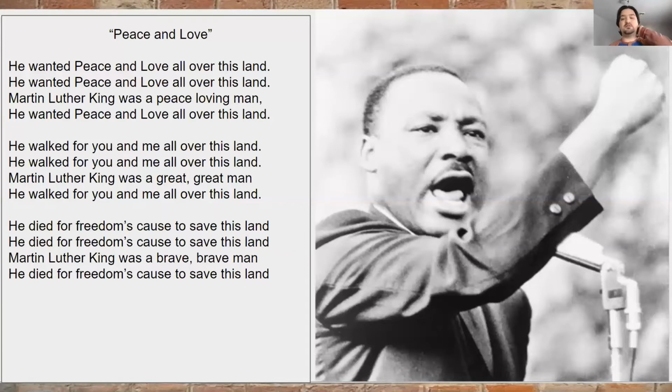All right, so if you listen to the words, not only are they saying some really nice things about Martin Luther King, but you'll notice a lot of the words were the same, but they might have changed one or two in the sentence. You know, he wanted peace and love all over this land, which becomes, he walked for you and me all over this land, which becomes, he died for freedom's cause to save this land. So if you ever get lost, just really find your way through the words. A lot of it is the same.